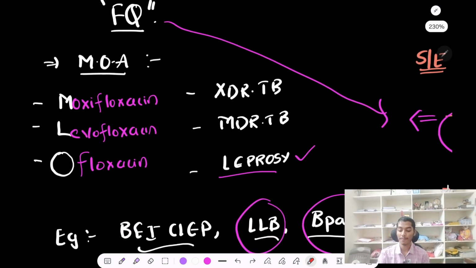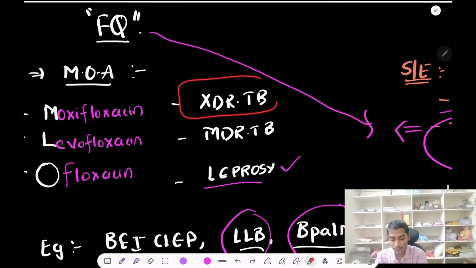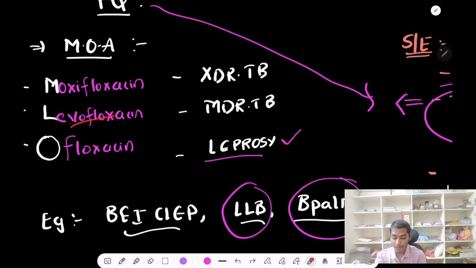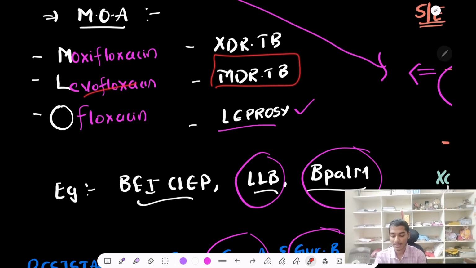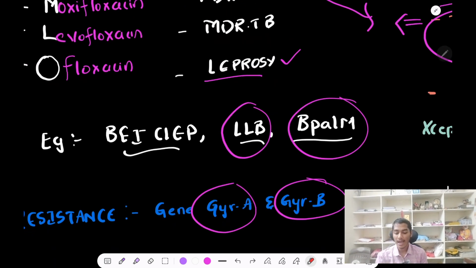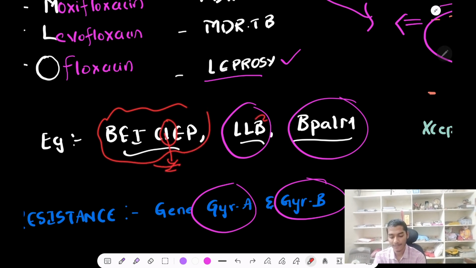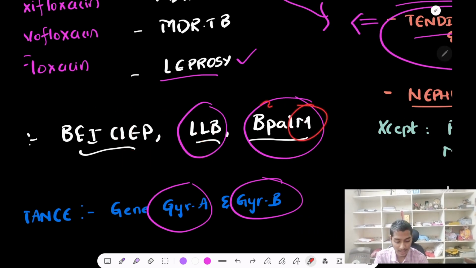Fluoroquinolones: we have moxifloxacin, levofloxacin, and ofloxacin, my little orphan. So that's a way to remember. Moxifloxacin is used for extremely drug resistant TB, levofloxacin for multi drug resistant TB, ofloxacin for leprosy, right? We have to remember it. And these are the regimens where levofloxacin is used: CLEP, the L for A, and here the group A drugs, and B PALM. M stands for moxifloxacin here.